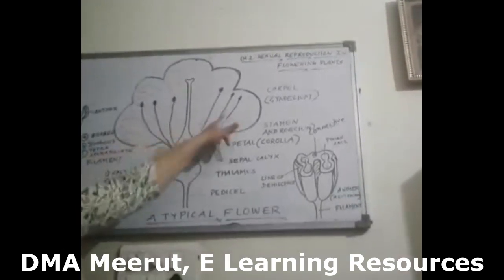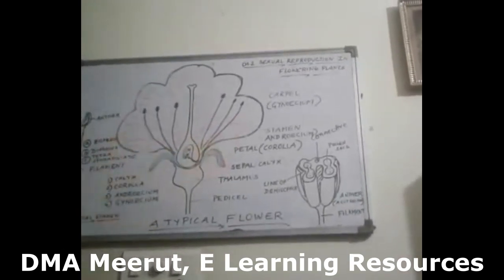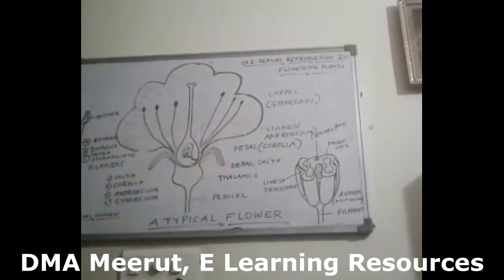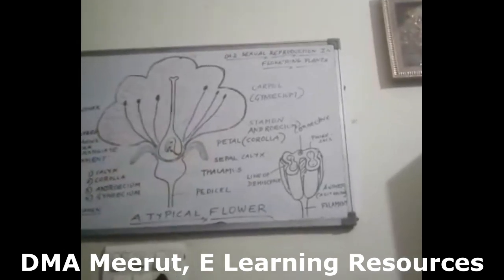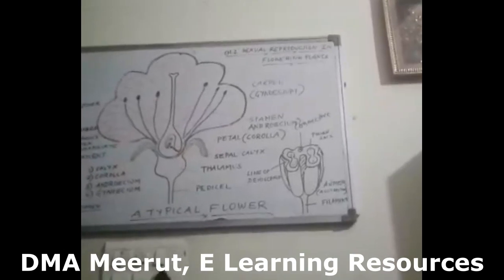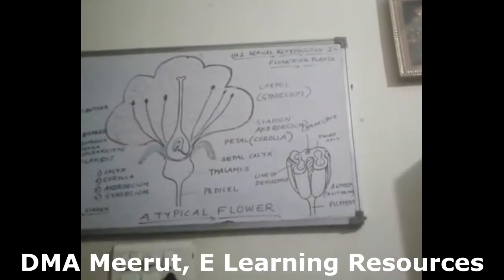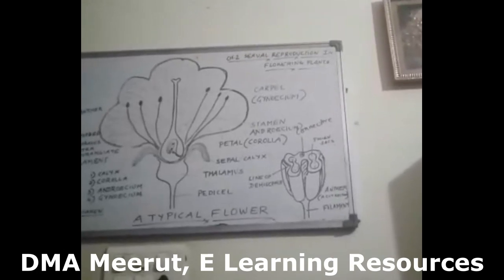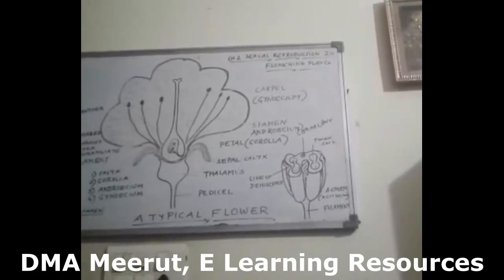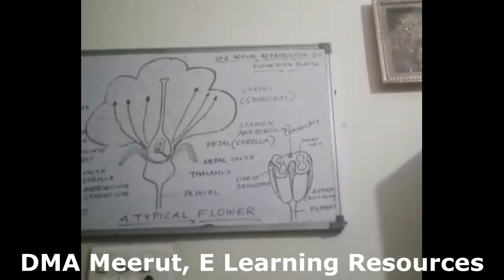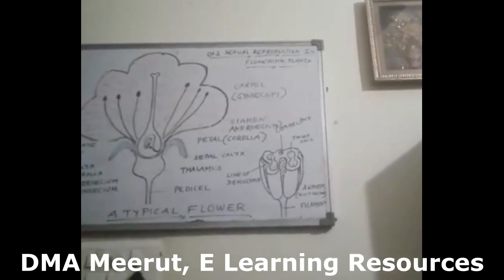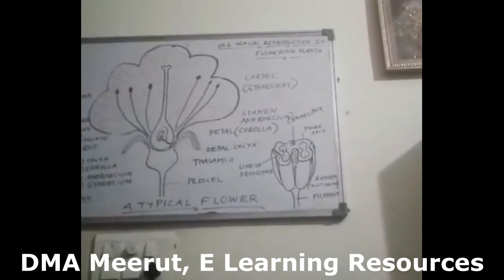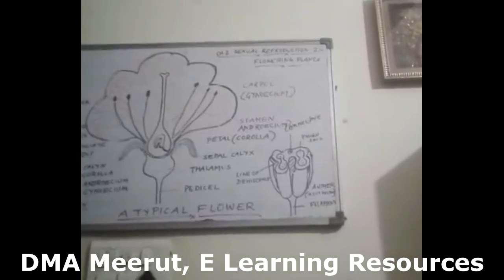Now here these are the stamens. Let us discuss them in detail. You can see this is anther and this is filament. So a typical stamen is divided into two parts: anther, which is the fertile part of the stamen, and a long filament which helps anther to rise above the level of the petals so that pollination can result easily.